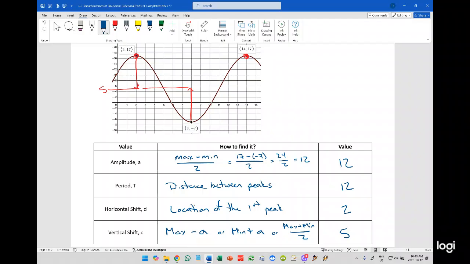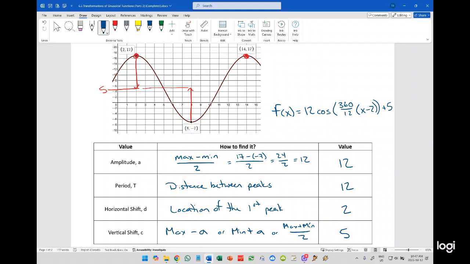That's not too bad. All right, let's just write the equation for this since we've got all the information we need here. So f of x equals a, so that's 12, cos, and then I do 360 divided by period, which is 360 divided by 12. Then I remember my bracket around the x minus d part. So d is 2, so this is x minus 2. And then finally it's shifted up 5, so plus 5.